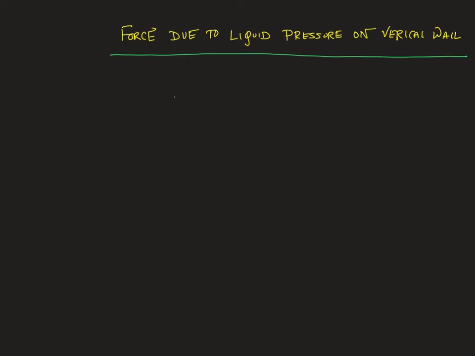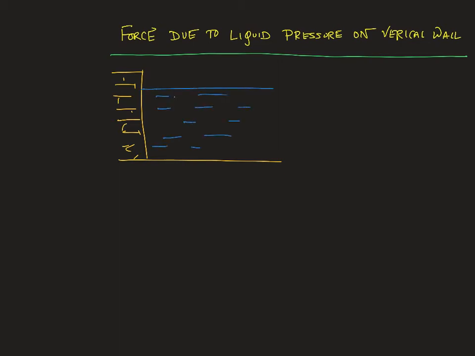We shall now calculate force due to liquid pressure on a vertical wall. Now, here is a vertical wall. This left part is a vertical wall, and on this side you have a liquid, and the height of the liquid happens to be h, and b is the width of the wall.